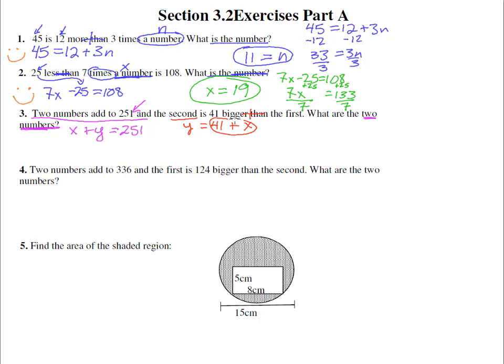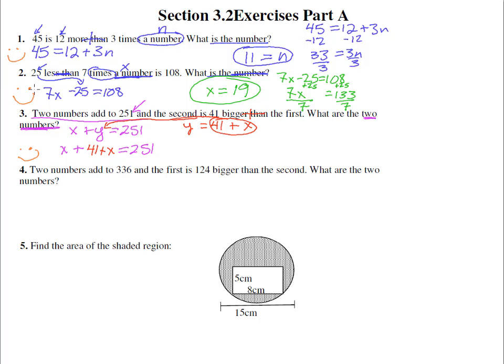Now we have enough information to put that in for the y. So this equation becomes that first number plus the second number, but we know that the second number, 41 plus x, and that now equals 251. That's called substitution. We took this, the information about y, and substituted it in for the y, and so now we have an equation. Let's put that happy smiley face right there. We have an equation. We know how to solve this guy. Sure, we can do that.